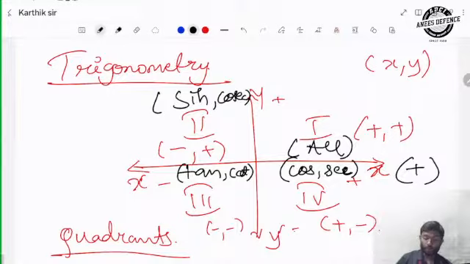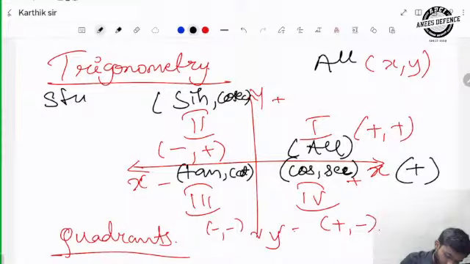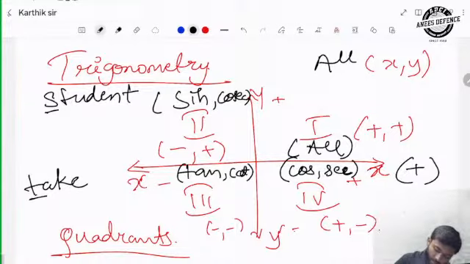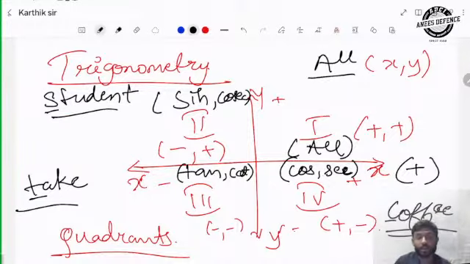To remember this, you can remember it as: All Students Take Coffee. A for all, S for sine, T for tan, C for cos. That is how you remember where the values are positive and where they are negative. Here all of them are positive. Here only sine and cosec are positive. Here only tan and cot are positive, and here only cos and sec are positive.